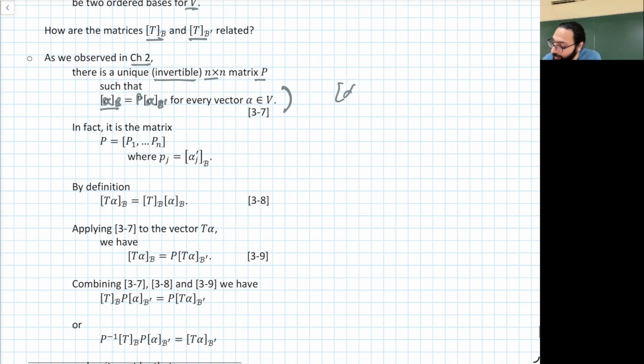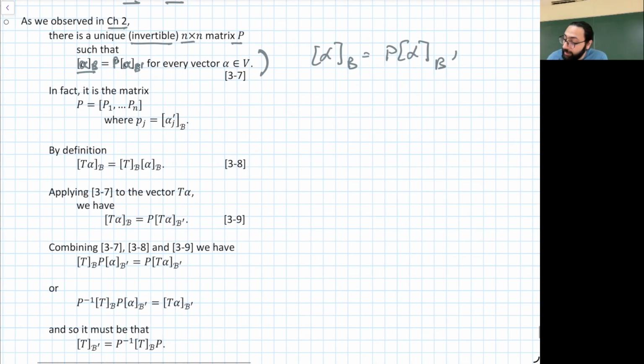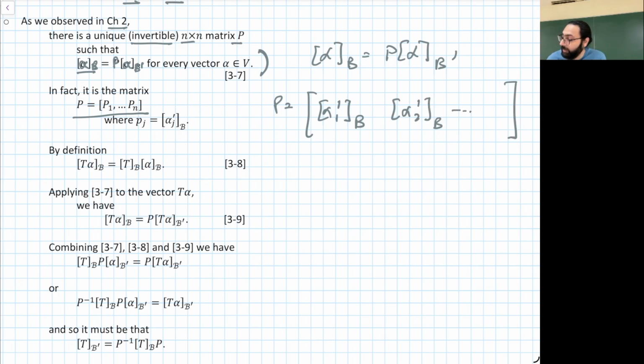Okay, so I think I messed up. Let me write it here. So B alpha, B prime. Okay, and in fact, this matrix we could write explicitly as follows. This matrix was nothing but you're writing alpha 1 prime in the basis B, in the alpha basis, and then you write alpha 2 prime in the alpha basis itself. So this was exactly the structure of the basis.